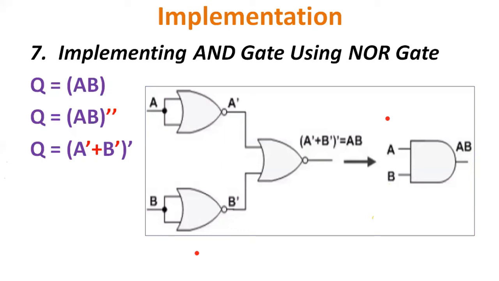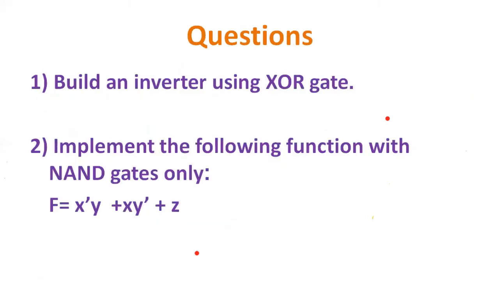Now I will give you some assignments for this experiment. You have to just give me oral answers. We have to build an inverter using an XOR gate. Inverter means a NOT gate, right? How can you build a NOT gate using an XOR gate? Can anyone answer? How can we build it?